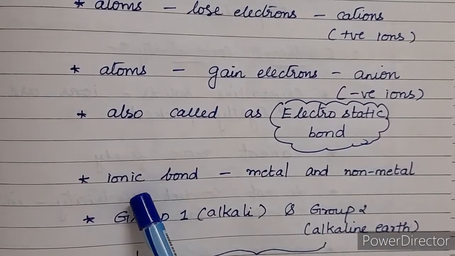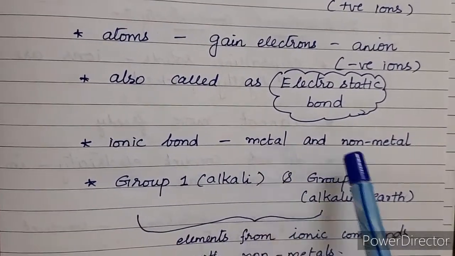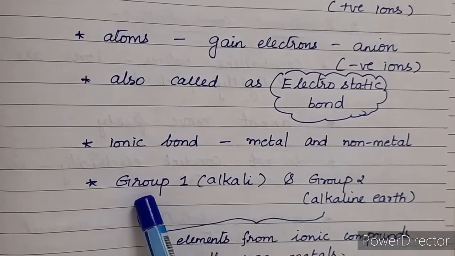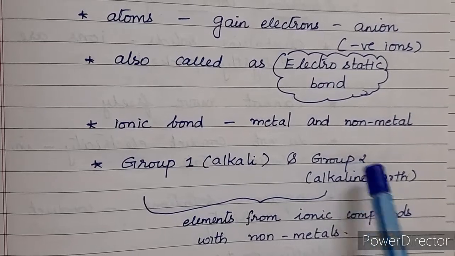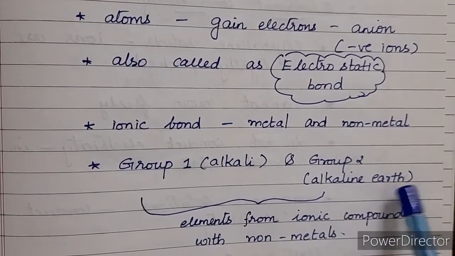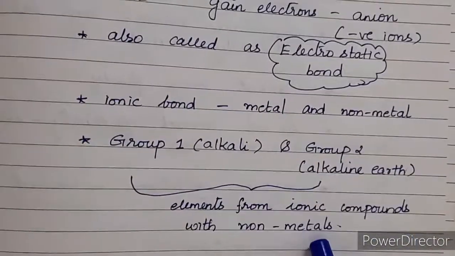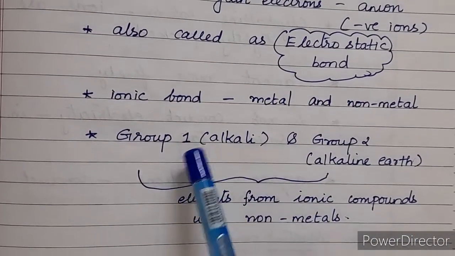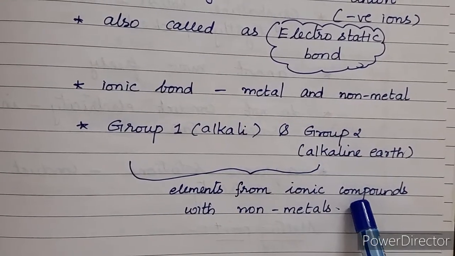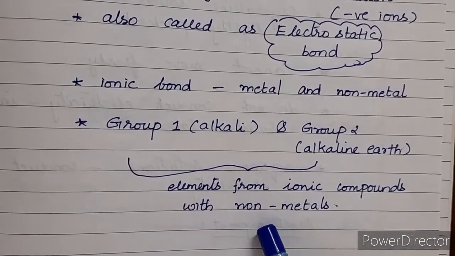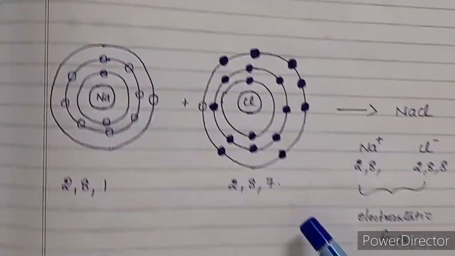Now mostly the ionic bonds or the ionic compounds are formed between the metal and the non-metal. Now if you see the group 1 elements, that is the alkali metals, and group 2 elements, that is alkaline earth metals, they mostly form the ionic bond with the non-metals. So most of the alkali and alkaline earth metals form the ionic bond when they come in contact with the non-metals. Now let's see an example of the ionic bond.